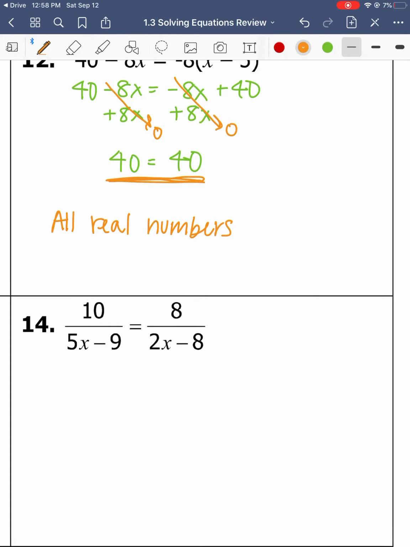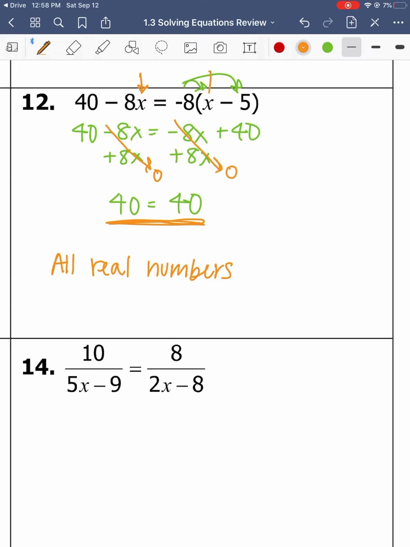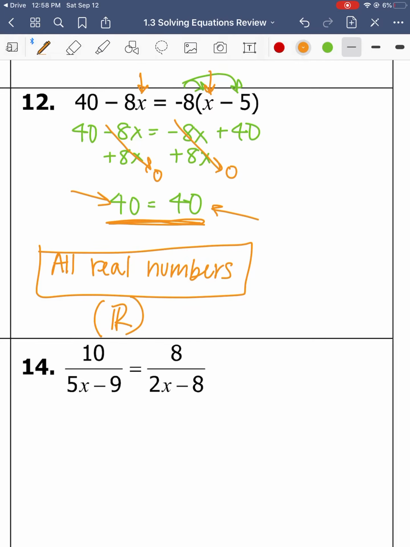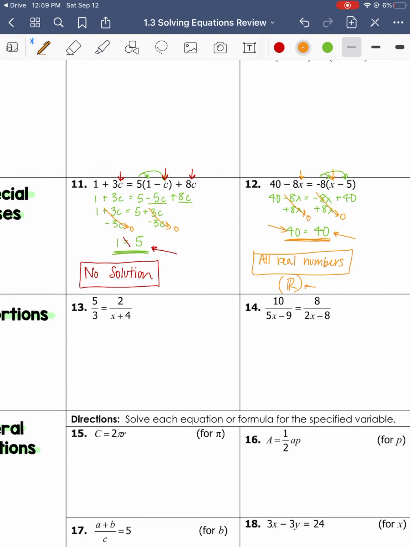Okay, so that's basically saying that whatever your values of x are, whatever you put into x, you're going to end up with this statement 40 is equal to 40. So you can choose whatever number you want for x. Any number will work, and you'll get the same equation here, 40 is equal to 40, and it will be true. Okay, or if you don't want to write out all real numbers, you can use the symbol for all real numbers. So any number that belongs to the real number system is a solution for this equation. Okay? All right, so let's move on.